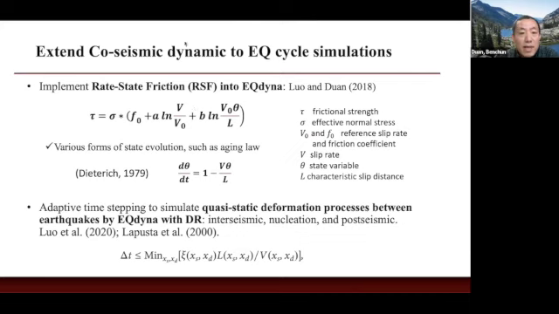our EQdyna. But the major challenge at the time, my student Bin Luo really implemented rate-and-state friction into our code with various forms of state evolution, including the aging law and the slip law. Recently, we mainly use the aging law, but we can also explore how the slip law may affect the result in the future. Many of us are familiar with this law, so I won't spend much time.